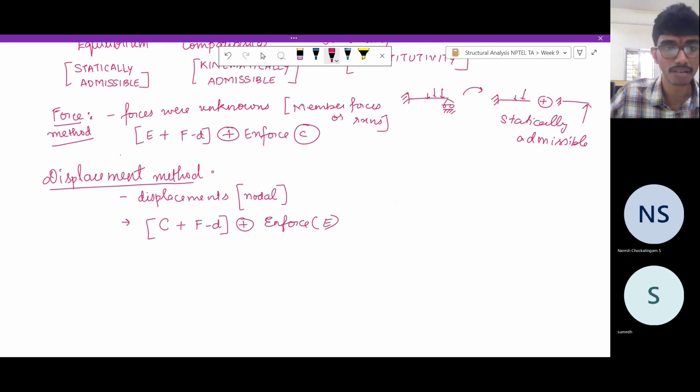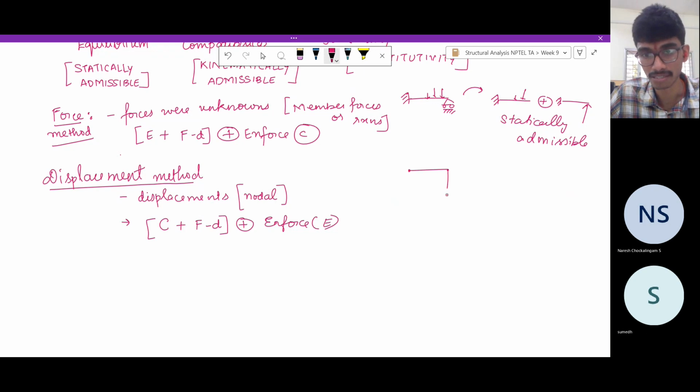Now, I said displacements are found at the nodes. So in a skeletal structure, we have some structure like this. This is a statically indeterminate structure. It is also a kinematically indeterminate structure. So suppose I know the displacements of this point, this point, this point, and this point. So wherever we have a connection between two or more members, we call those points nodes.